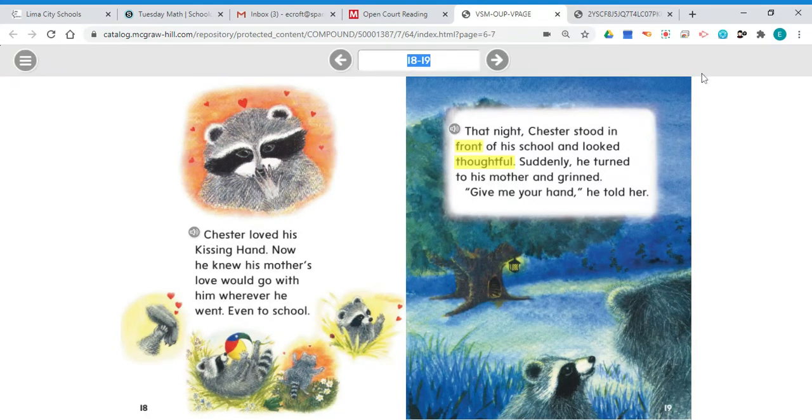Now look at the illustrations on this page. Good readers make connections to help them understand things in the story better. The story says that Chester stood in front of his school and looked thoughtful. Well, I know that look. I see that look on students' faces when they're thinking about something or trying to figure out something. So, what does your thoughtful face look like? Does it look like when we stop and think about our color riddle? That's a thoughtful face that we have then.